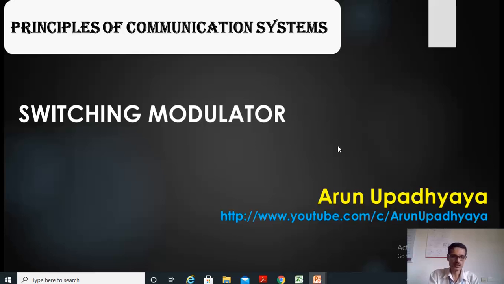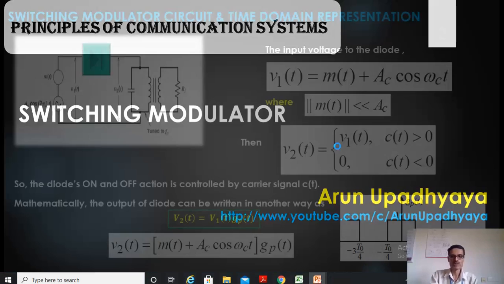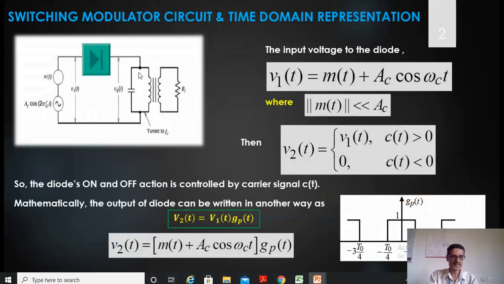Hello everyone. In this video, I will explain one type of modulator which is used to generate AM signal, especially double sideband full carrier type of signal, by using something called a switching modulator. Now, this is the circuit diagram of a switching modulator, where I have used a diode as a switch. That's why it is called a switching modulator.